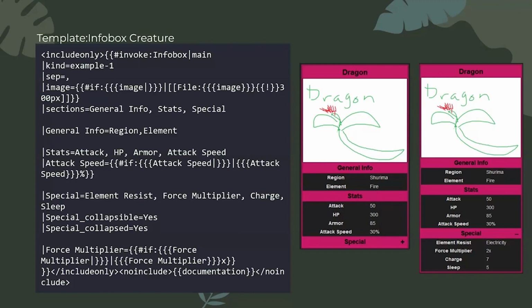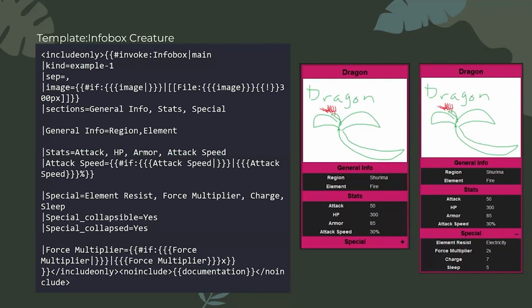And then we have this special format for attack speed where, if the attack speed is specified by the user on the page dragon where we're calling this infobox template, then we're going to add a percent sign after that. And you'll notice that this is all happening inside of a Lua invoke. So the attack speed here is going to be the frame.args attack speed, and the attack speed sent by the user will be the frame:getParent().args.attack speed. I'll talk a little bit more about that a little later.